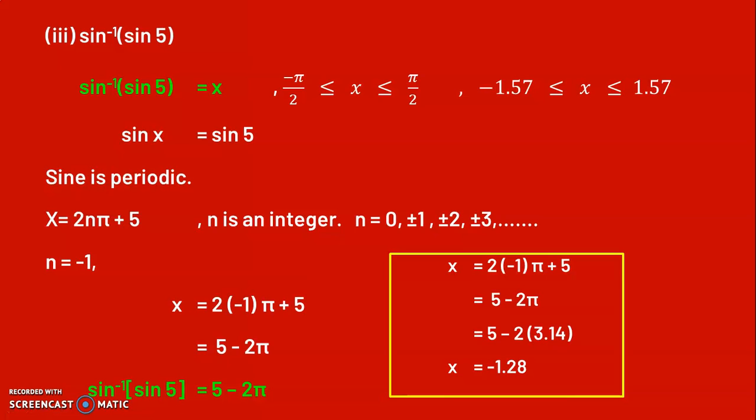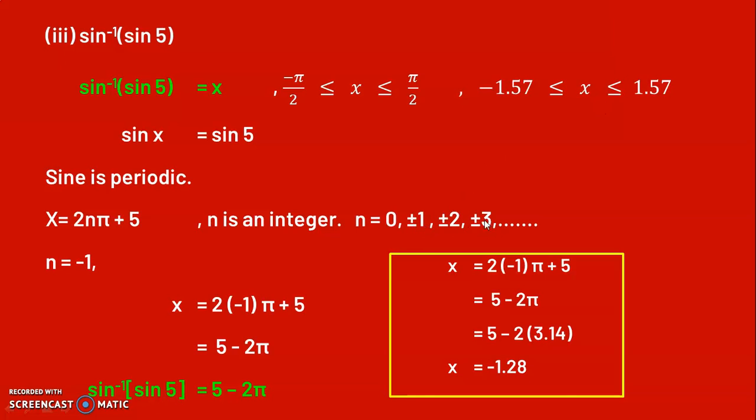So for your reference, I have given this, that is x is equal to 2 into minus 1 pi plus 5, that is 5 minus 2 pi. So 5 minus 2 into the pi value, which is 3.14, so your answer is minus 1.28. So this minus 1.28 lies in this interval only. Okay. So if we apply 0 for n, the x value is 5.